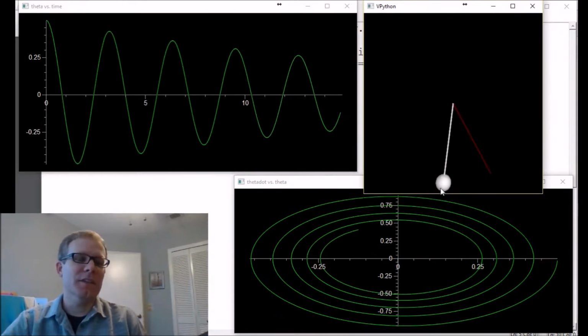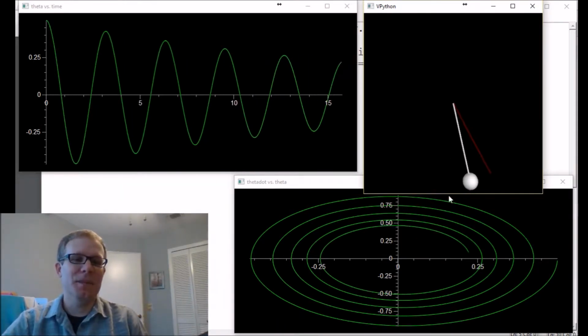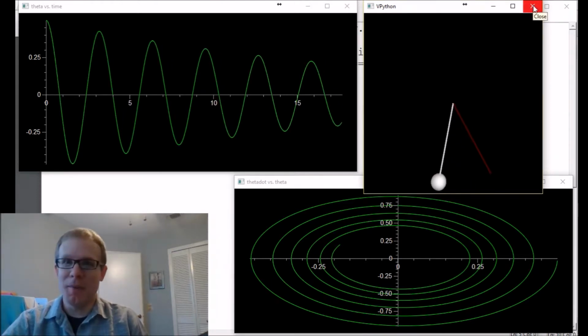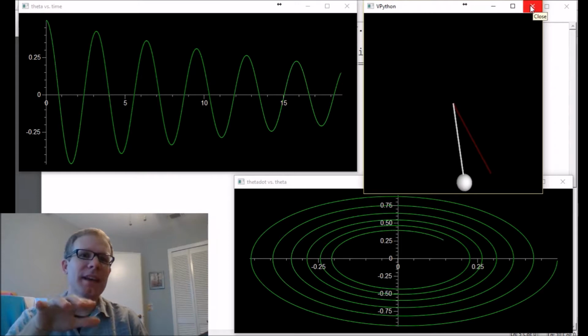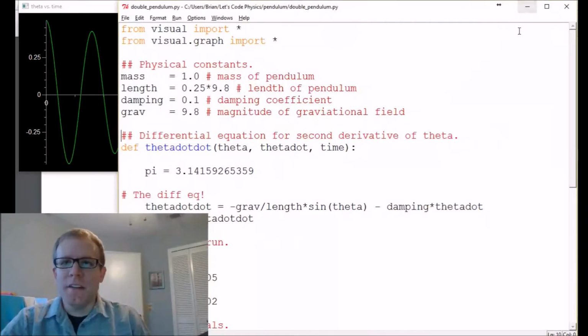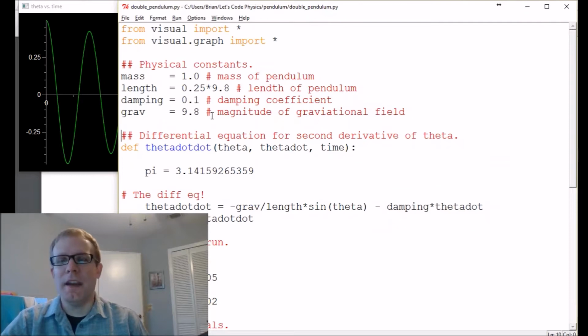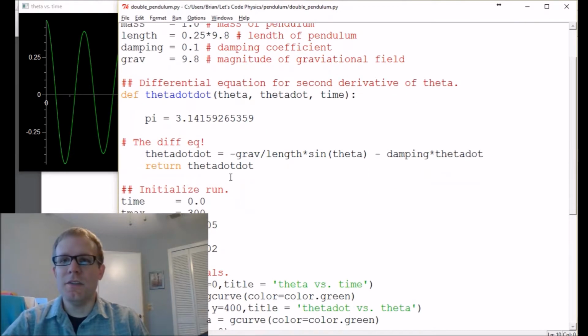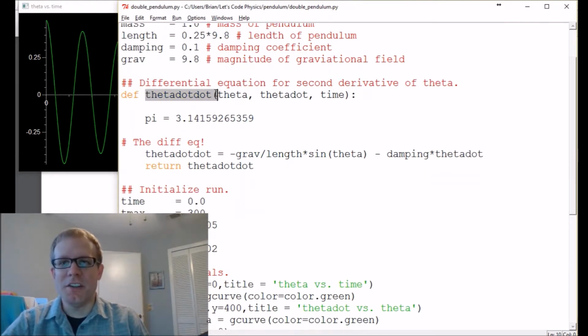Life gets really interesting when you attach a second pendulum onto the first, the scenario that we call the double pendulum. So what I'd like to do today is take our single pendulum code and expand it to be a double pendulum code. We already have some of the basics set up, the visualization, the graphs, etc. But we're going to need to update the differential equation.